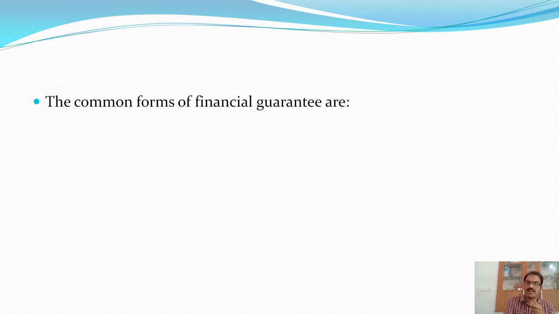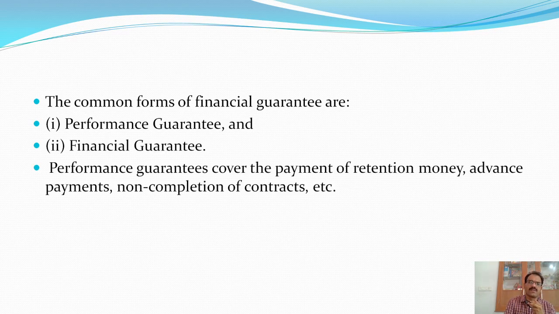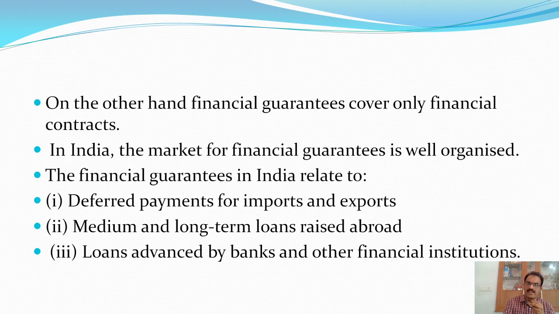The common forms of financial guarantee are performance guarantee and financial guarantee. What is a performance guarantee? Performance guarantees cover the payment of retention money, advance payment, non-completion of contracts, etc. On the other hand, financial guarantees cover only financial contracts. In India, the market for financial guarantees is well organized. The financial guarantees in India relate to deferred payment for imports and exports. So, for external trade, some banks will guarantee the payment of the bills of the imported goods.